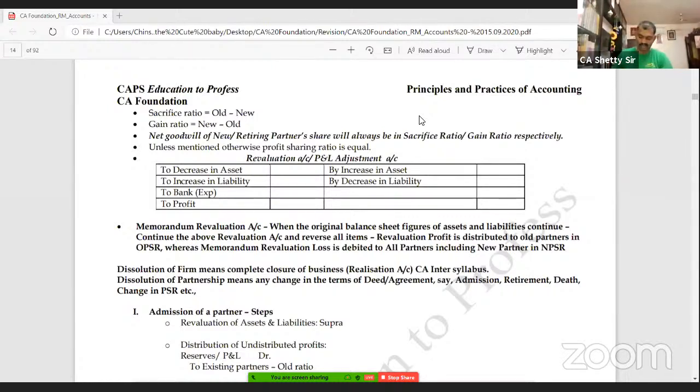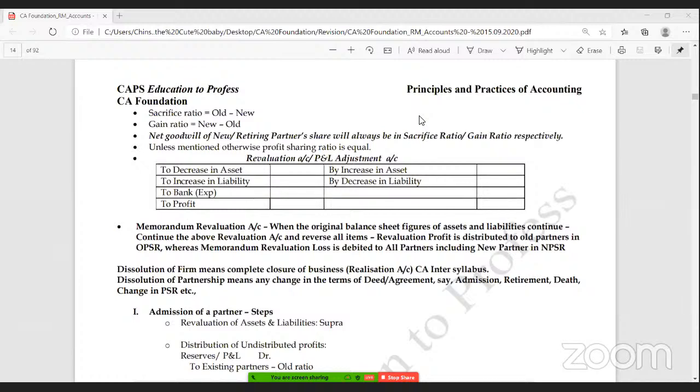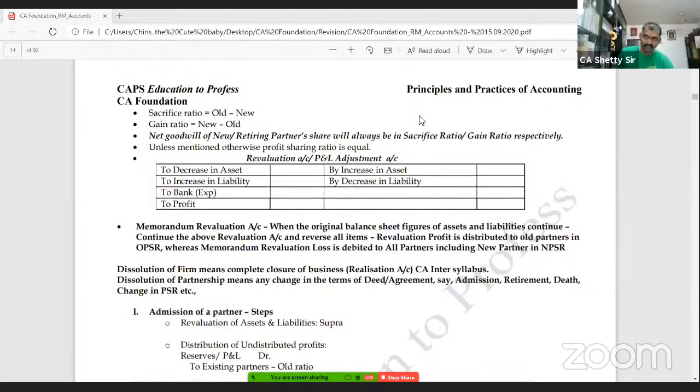So now, below that loss, that red color, below that red, new ratio. Underline and write. Point number 1. Net credit to old partners is equal to old minus new.